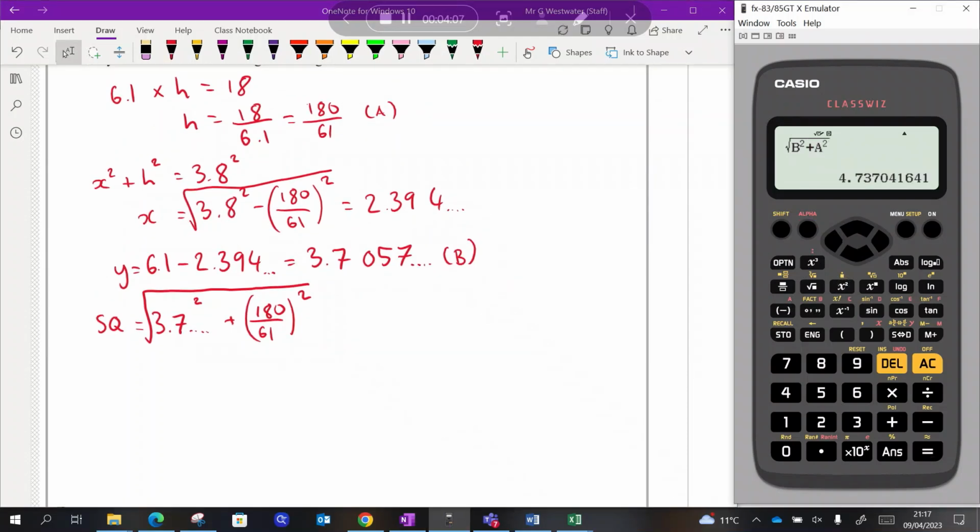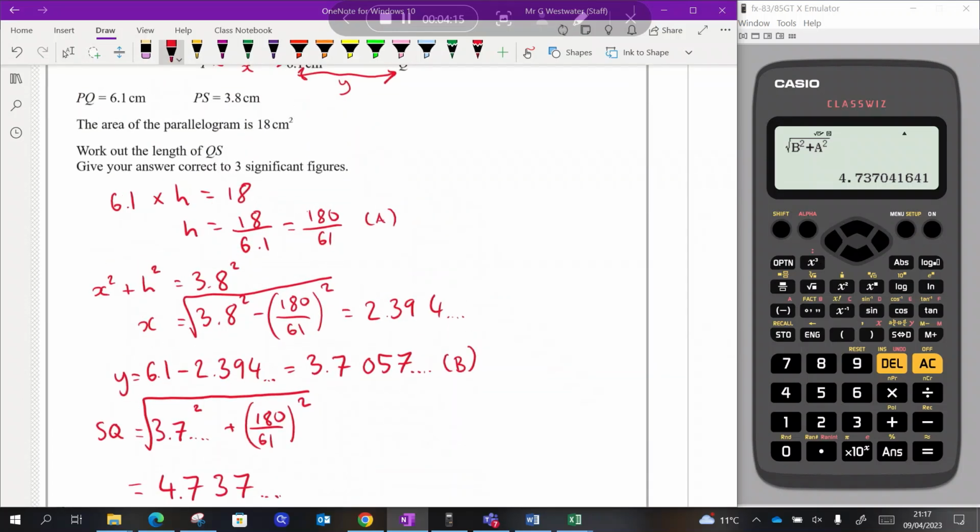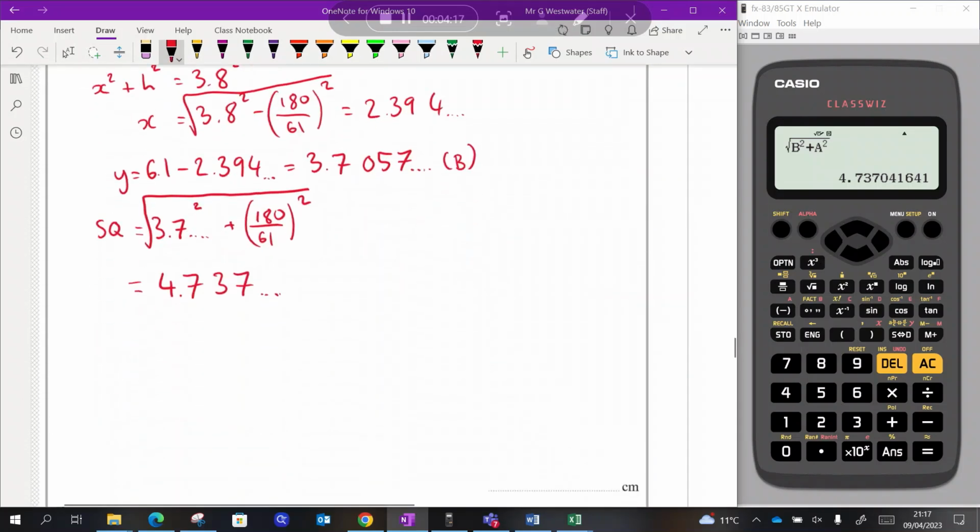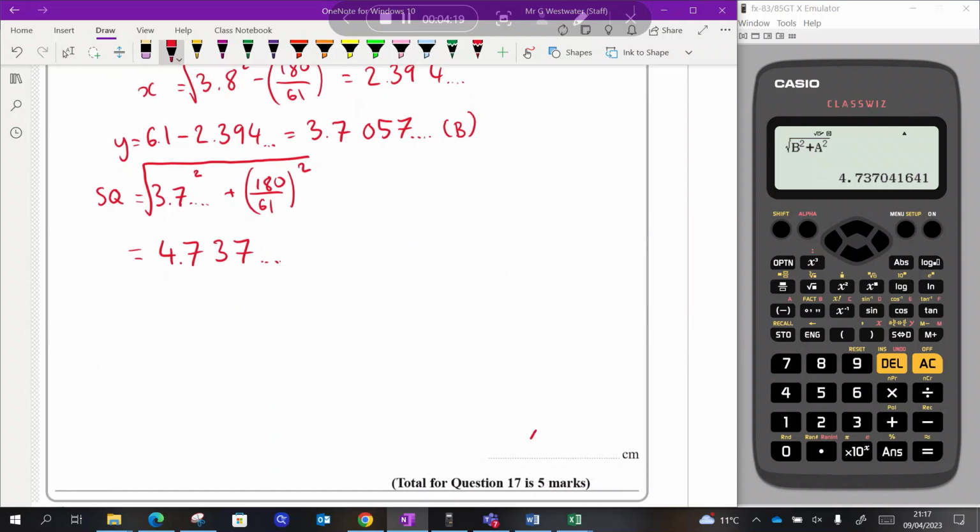Which is 4.737 dot dot dot dot. What did it want it to? It wanted it to 3 significant figures, so this will round up to 4.74.